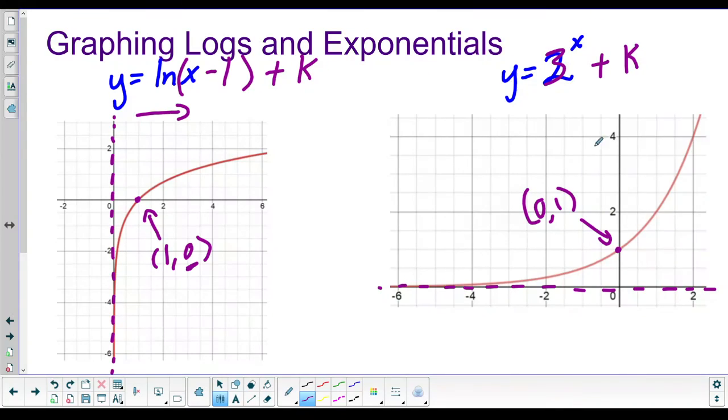And then you can, of course, take this graph and shift it left, right, up, down. You will see minus h in the exponent with your x, and then your k will be plus a number on the outside separate from the base and the exponential.